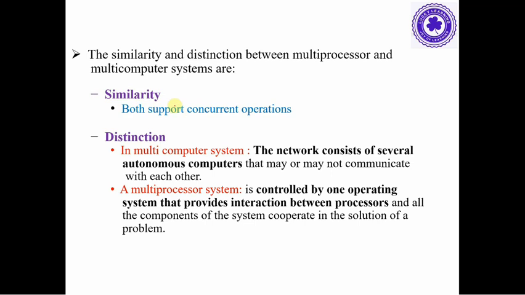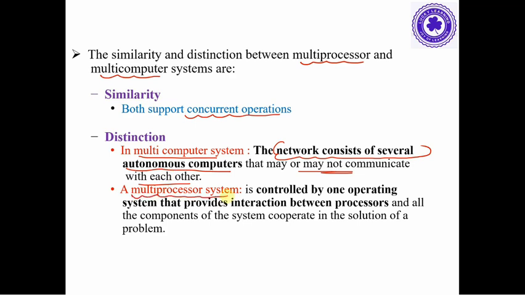The similarity and distinction between a multiprocessor and multi-computer systems: both support concurrent operations, meaning simultaneous operations are allowed by both multiprocessor and multi-computer. But the difference is, a multi-computer system is a network consisting of several autonomous computers that may or may not communicate with each other. It is a network of computers and those computers may communicate or may not communicate over the network.